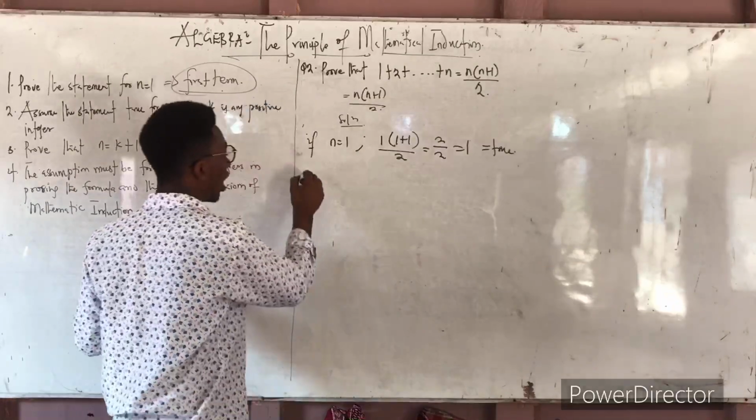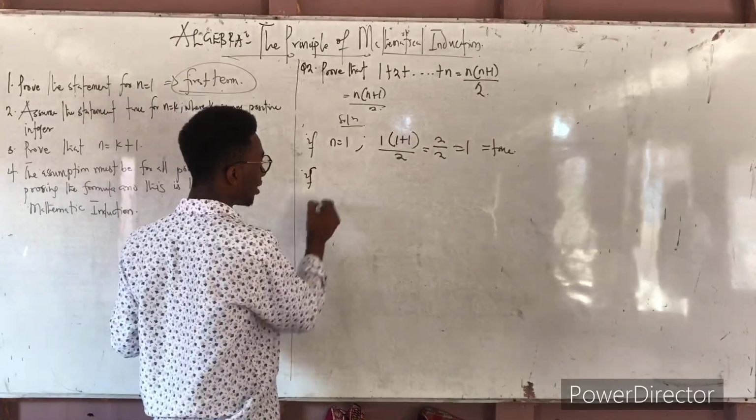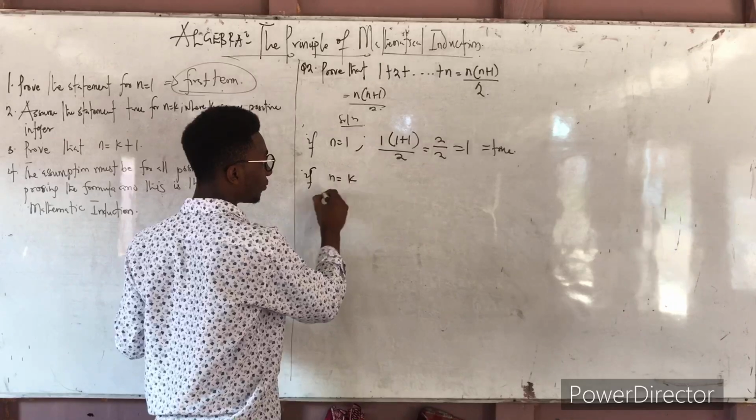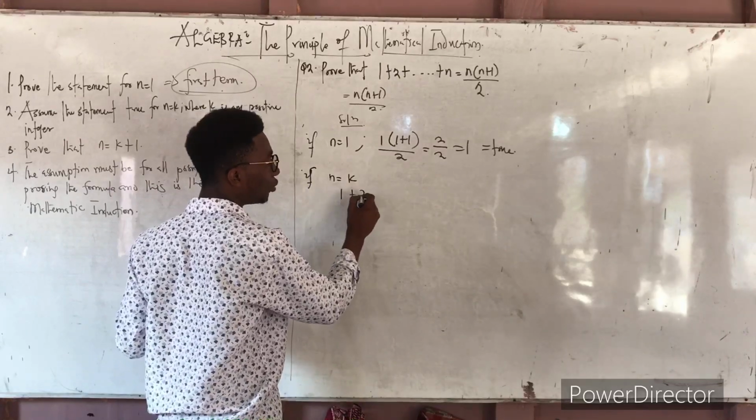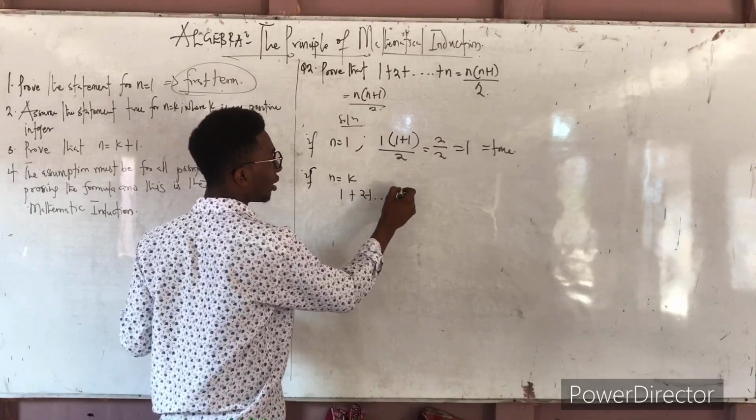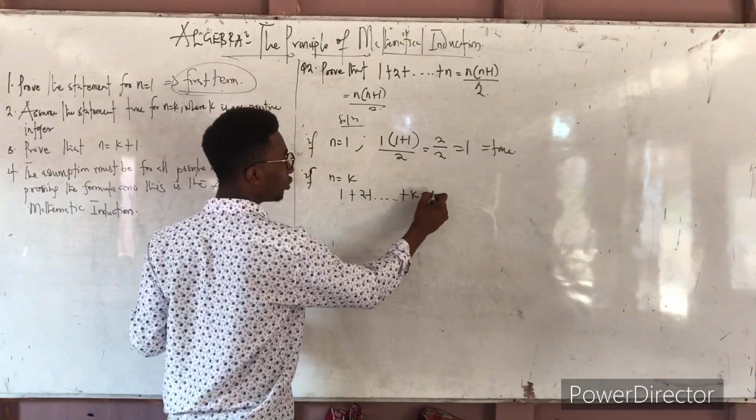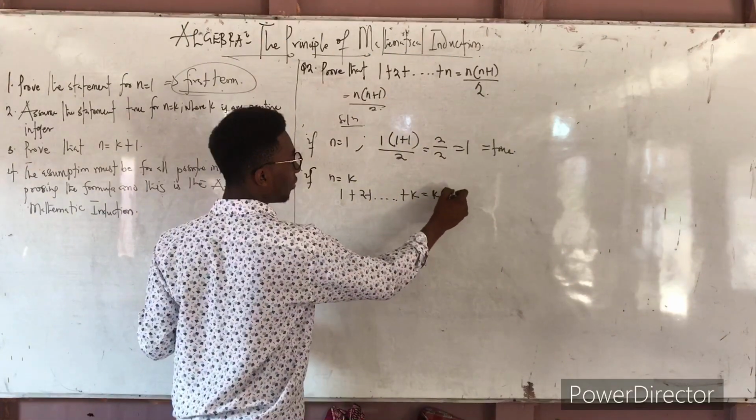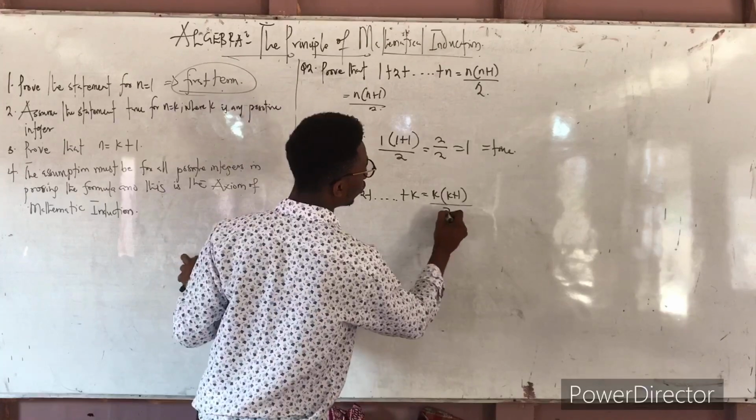Now if that is true, our inductive hypothesis: if n is equal to k, is it true? So we have 1 plus 2 plus up to k should be equal to k into bracket k plus 1, all on 2.